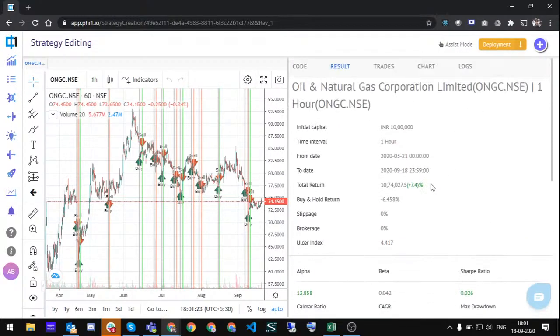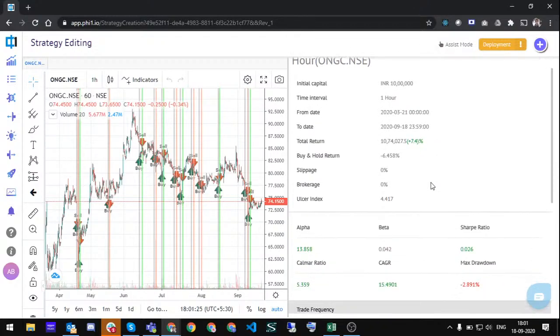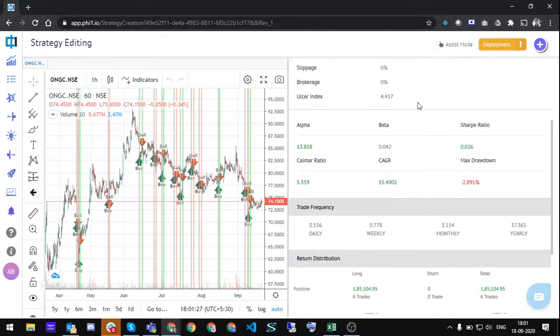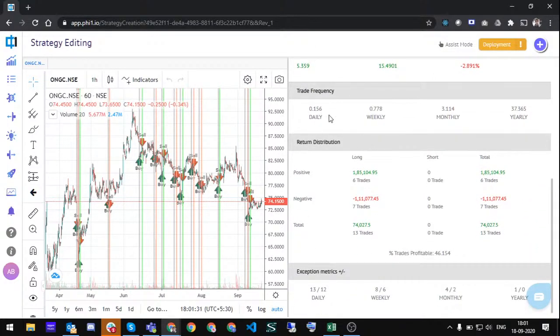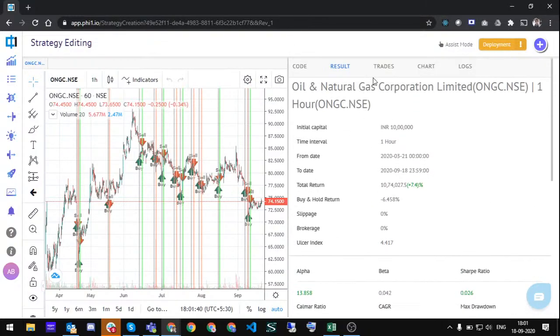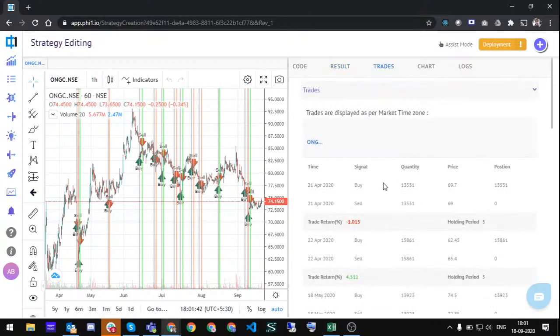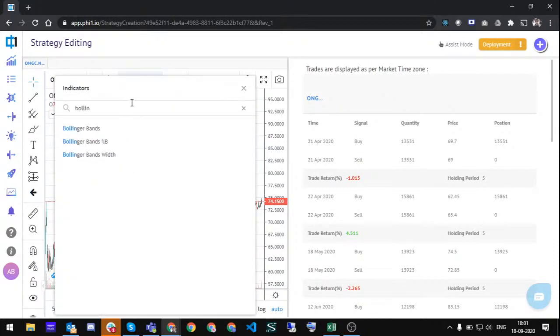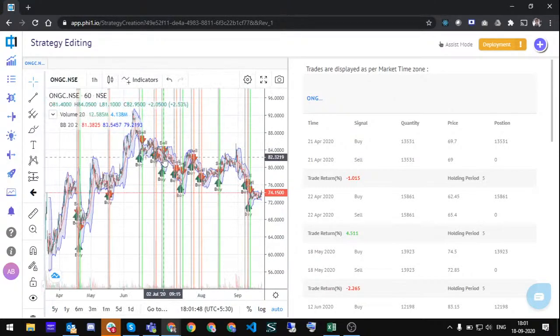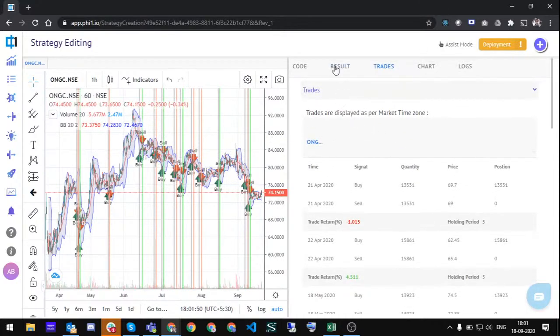So now the strategy is done processing the data. The total return is about 7.4. We have all of our detailed metrics on how many trades were long, how many trades were short, how many were positive, how many were negative, etc. How many trades did we take overall, and then we can go into some of the trades and see what happened. And I can also populate the Bollinger Band on top of the chart itself and visually analyze the trades.